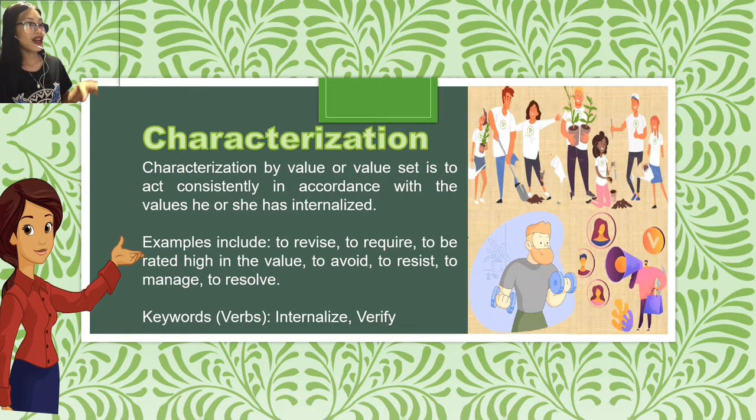Next level is characterization. Characterization by value or value set is to act consistently in accordance with the values he or she has internalized. Examples include to revise, to require, to be rated high in the value, to avoid, to resist, to manage, and to resolve.